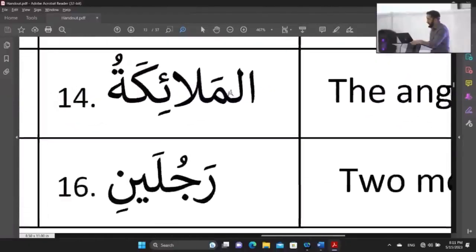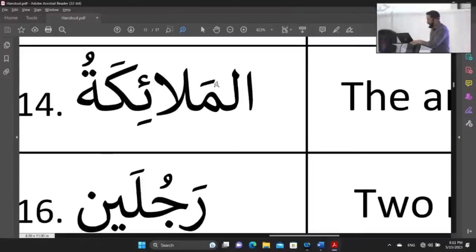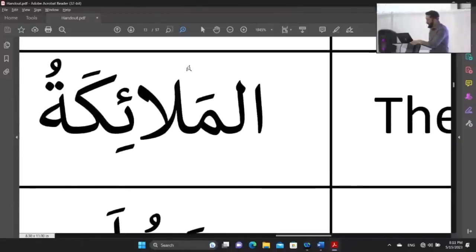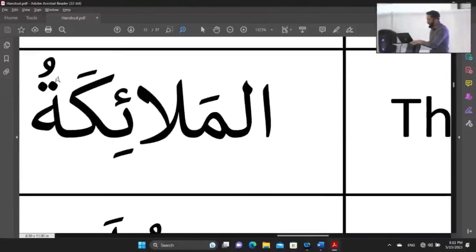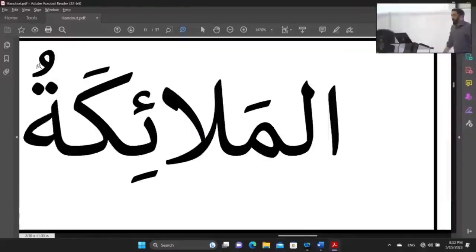Ooh, this is going to be hard. Al-malaikatu. Al-malaikatu. Okay. Status should be easy. Okay, I agree. It's rafa. How do we determine number and gender here? How do we figure that out?